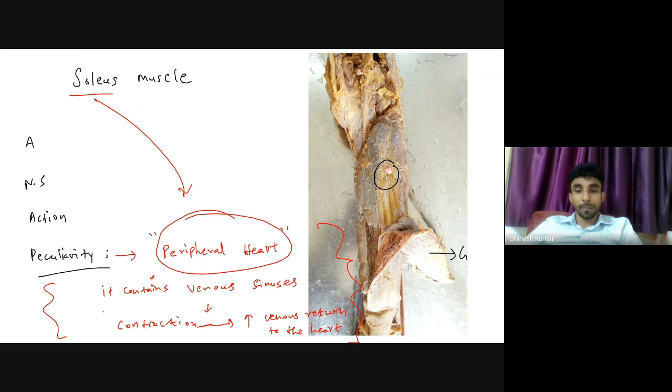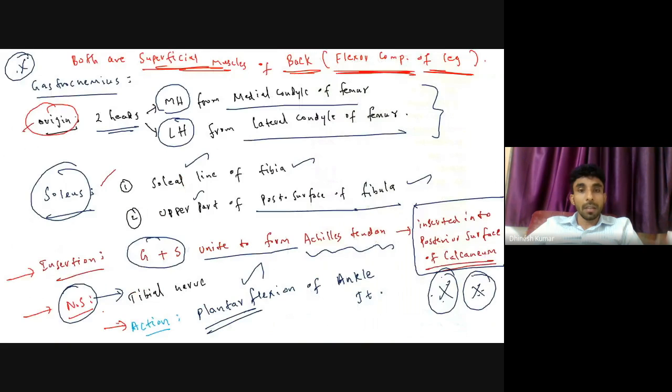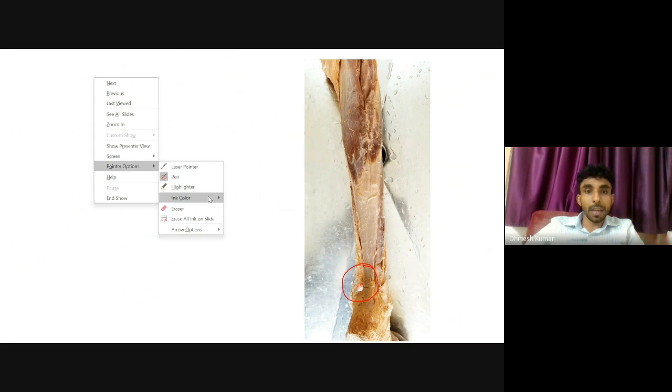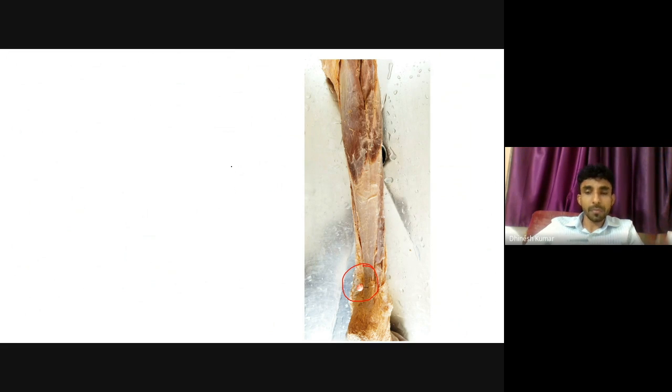Now moving to the next question, are you able to see? Again, we are seeing the back of leg only. Actually, one tendon is pinned here, isn't it? Can you please identify the pinned structure? Yes, the pinned structure is the Achilles tendon.